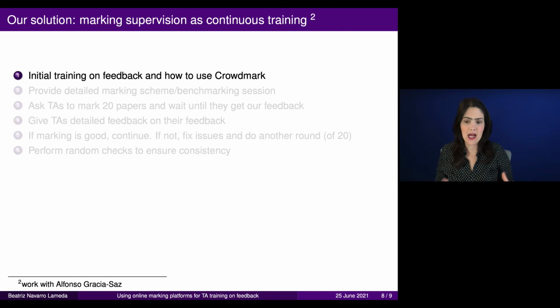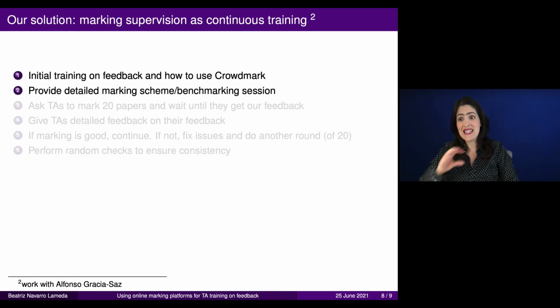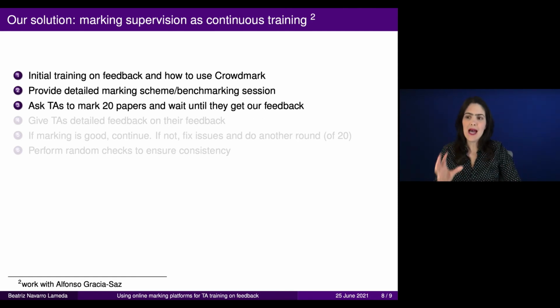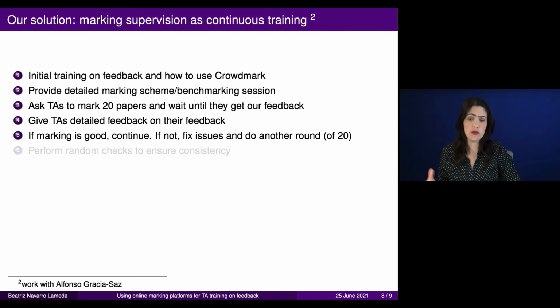So in 2016, Alfonso Gracias and I started working on providing TAs feedback on their work. And what we did was the following. We first had an initial training on feedback and on how to use GradMark. And after that, for every problem set, TAs were provided with a detailed marking scheme. And later on, for some courses, we did benchmarking sessions. And we asked TAs to mark 20 papers and wait until they get our feedback. And we would give them very detailed feedback on their feedback. And if the marking was good, they could continue. If not, they had to fix the issues and do another round of, let's say, 20, maybe 10.